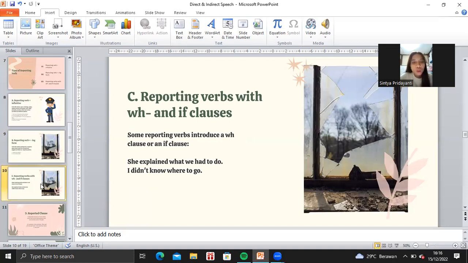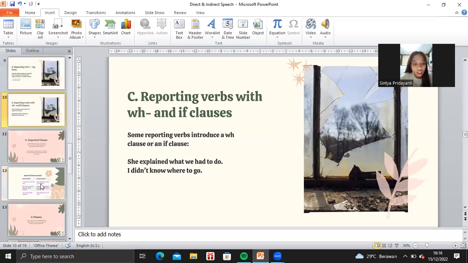Reporting verb with wh- and if clauses. Some reporting verbs are introduced with a wh- clause or an if clause. For example, she explained what we had to do. I don't know where we have to go. And another example is: he asked if I was ready. I wonder if they are not at home.